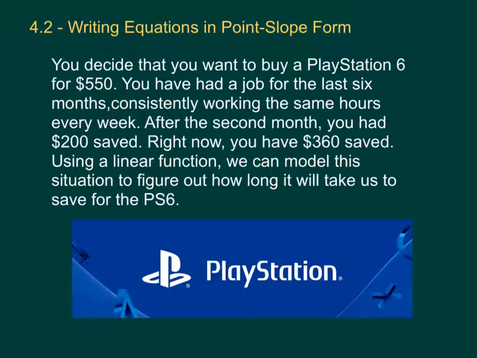So you have a job, and you've had it for the last 6 months, consistently working the same hours every week. After the second month, you had $200 saved. Right now, 6 months into your job, you have $360 saved. If we use a linear function, we can model this situation to figure out how long it will take us to save for the PS6. So, where do we begin?